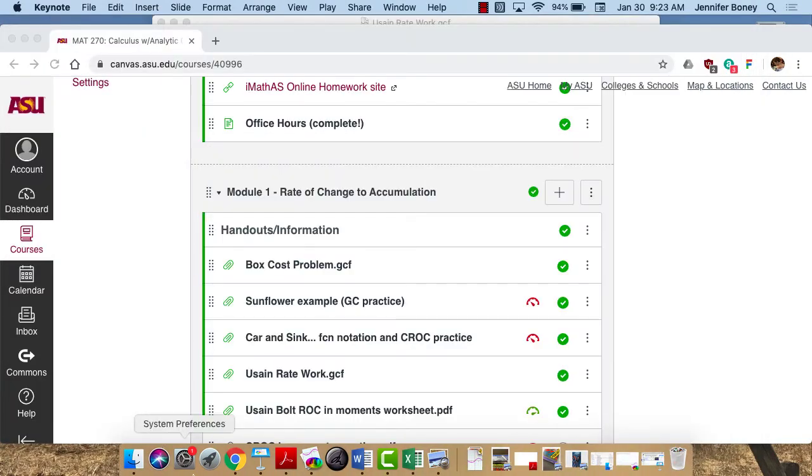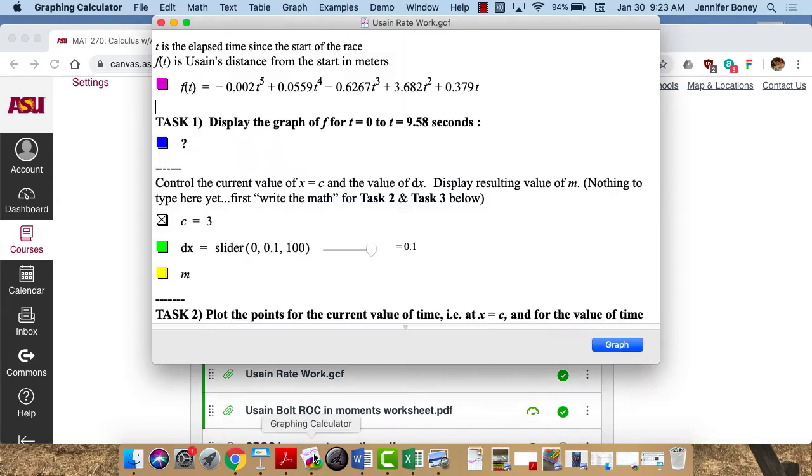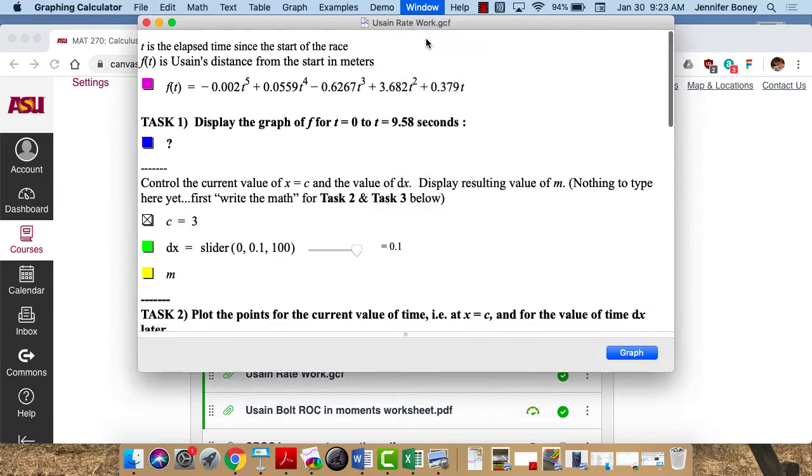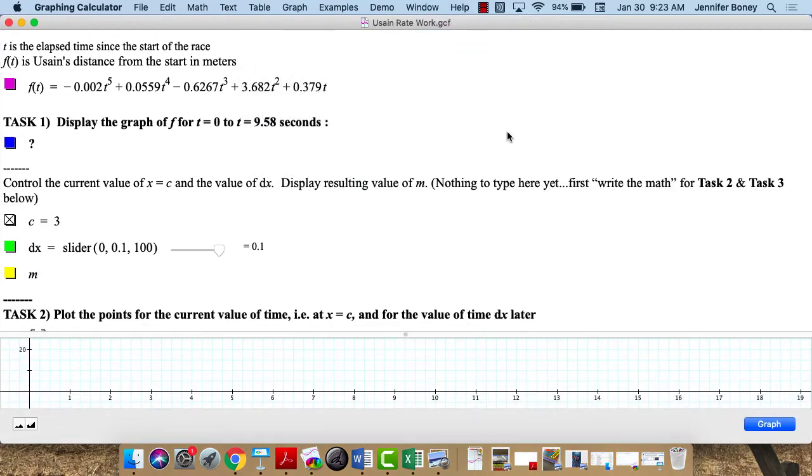Now, what we're actually going to do today is start from the GC file, which is posted here. It says Usain rate work. And let's see. If you open that up, let me make mine a little zoomier. There we go. Now I have a screen that actually fits.